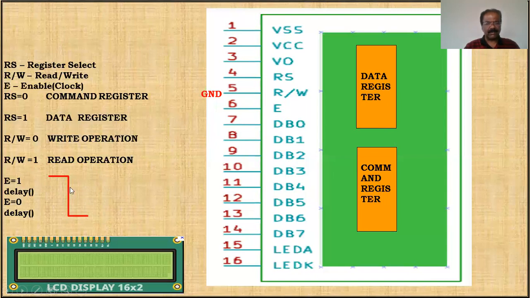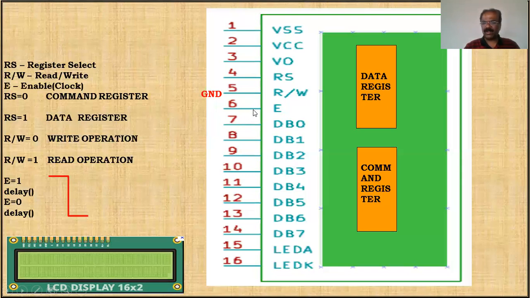Then it's something like a clock. Then after applying the clock, what is step number one? First you have to make it high. Then after some time, you have to make it low. Make it high for some time, and then make it low for some time. Therefore, it creates a clock.